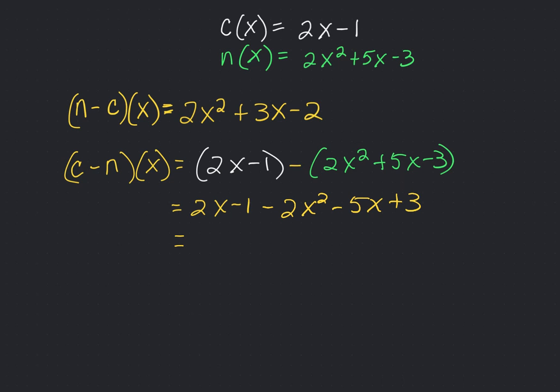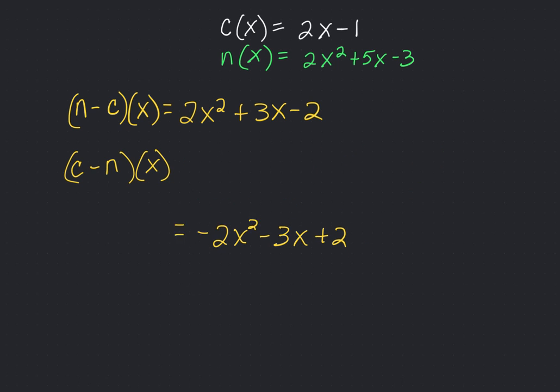And now I can combine like terms. I get a negative 2x squared, writing them in decreasing order of exponents. 2x minus 5x will give me negative 3x, and negative 1 plus 3 will give me a positive 2. Look at the difference in the answers. With subtraction, order does matter.